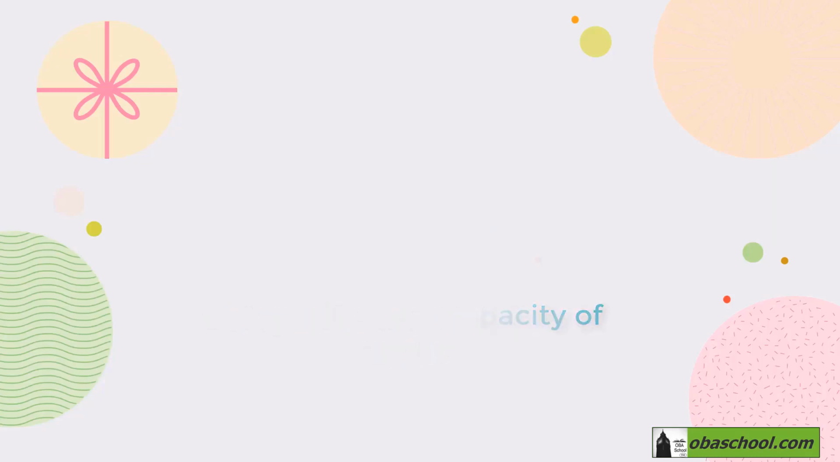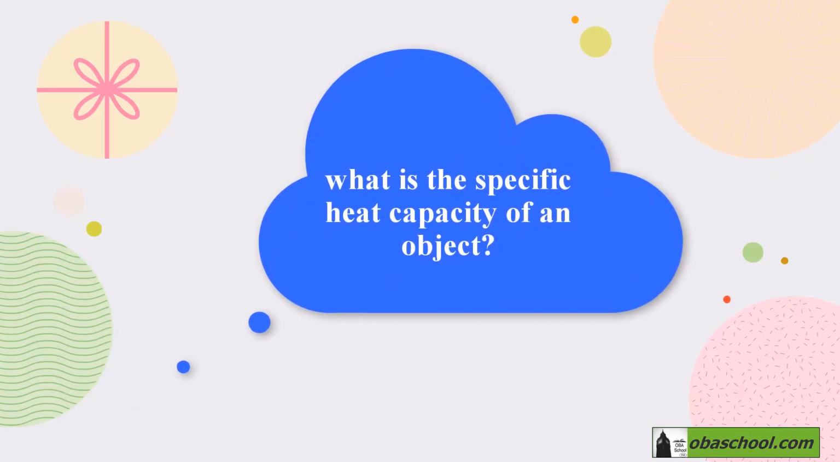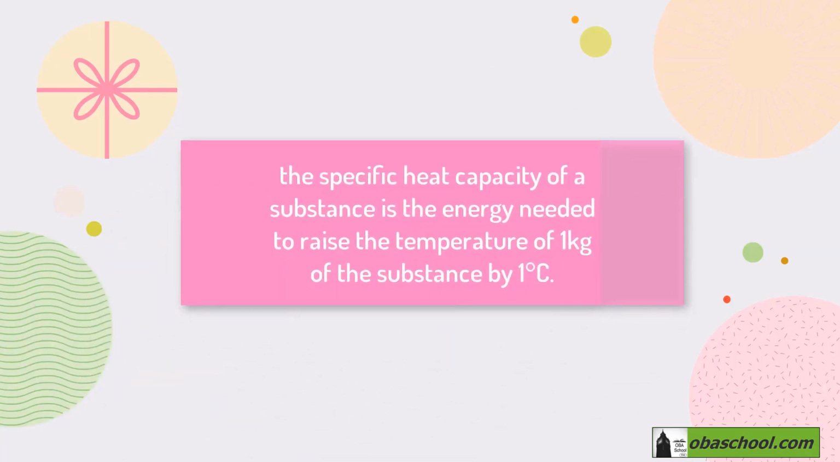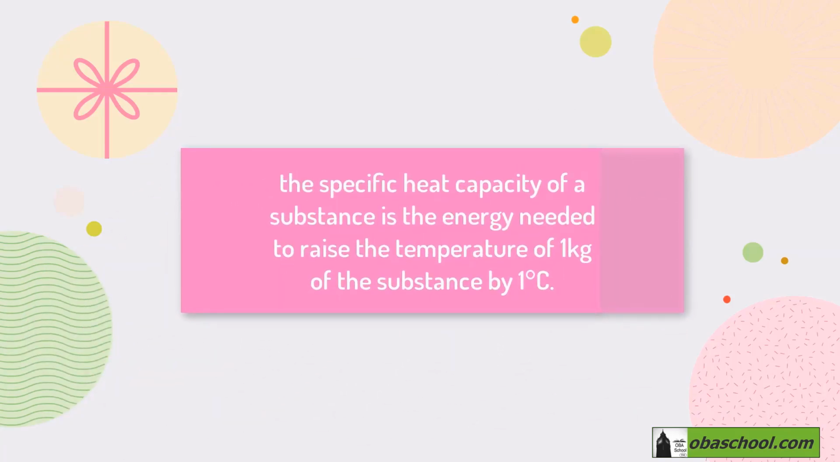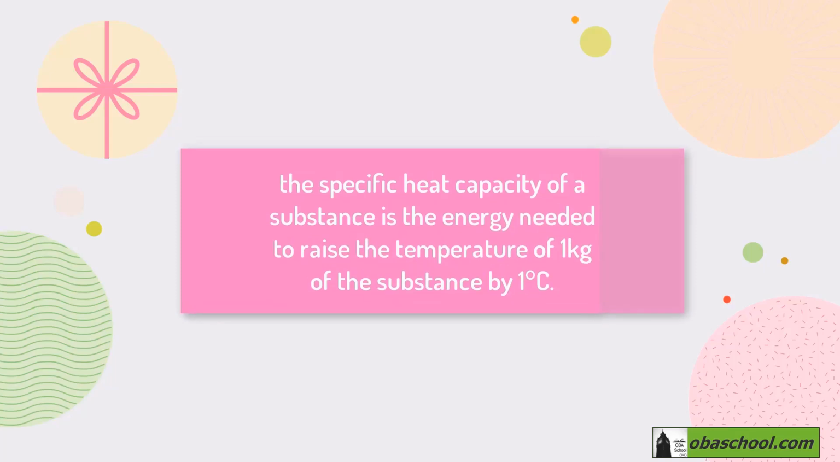This is the specific heat capacity. So what is the specific heat capacity of an object? Well, it's the energy needed to raise the temperature of 1 kilogram of the substance by 1 degree Celsius.